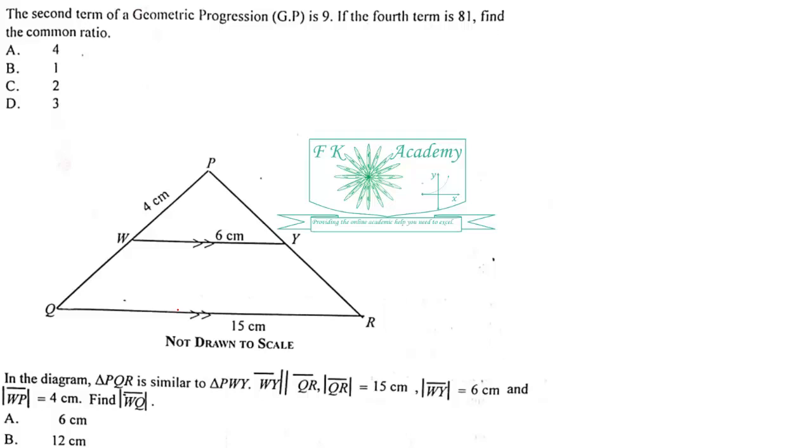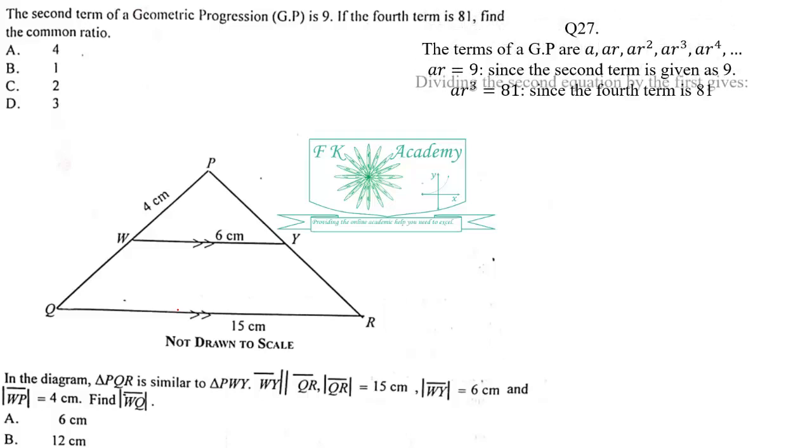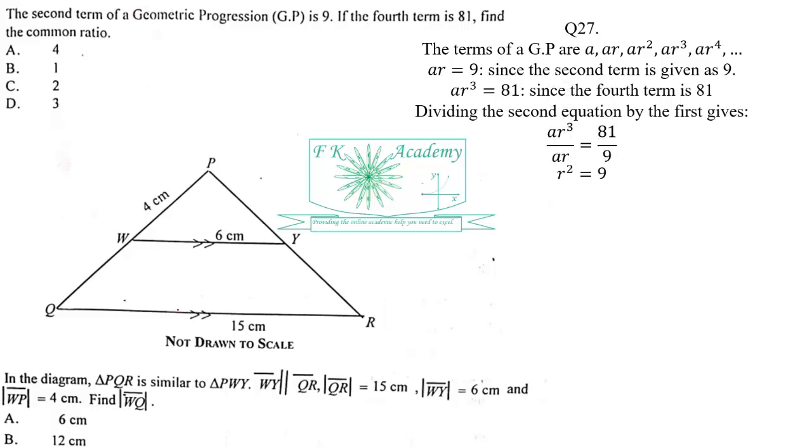The second term of a geometric progression, GP, is 9. If the fourth term is 81, find the common ratio. So by simplifying, the common ratio will be positive or negative 3.